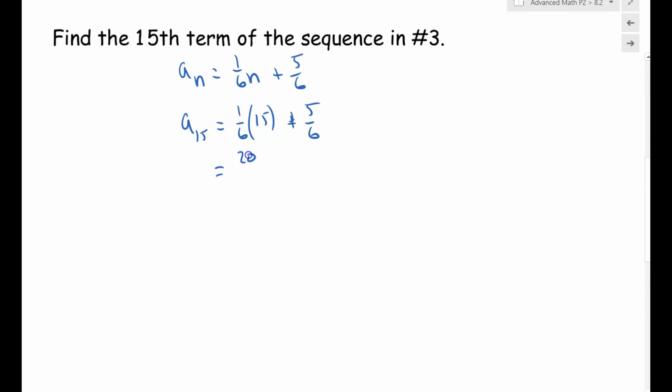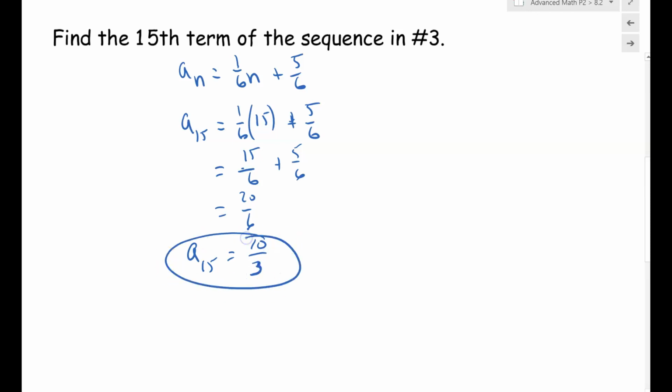We had 15 over 6 plus 5 over 6. And that's going to give me 20 over 6, but we need to reduce that. So the 15th term is, what is that, 10/3. Okay, and again, this is as ugly as it can get just because of the fractions. All right, that's the pretty easy stuff.